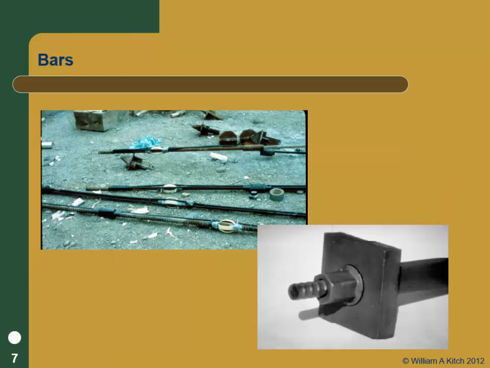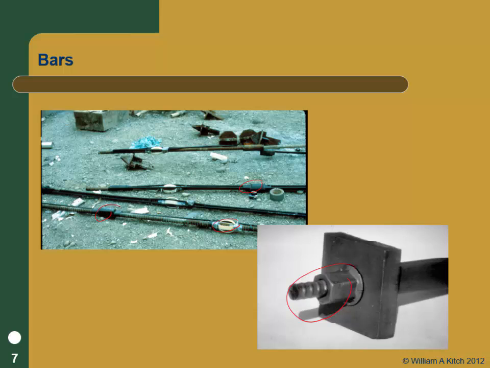So here are some pictures of some bars. Again, notice that the bars have centralizers on them. They can also be joined together. These are actually joints for the bars where they're screwed together. I think these are Dywidag bars. And for the bars, you can actually have threaded bars. Dywidag is a commercial name, but it's sort of like Kleenex; sometimes people use that just to talk about a threaded bar.